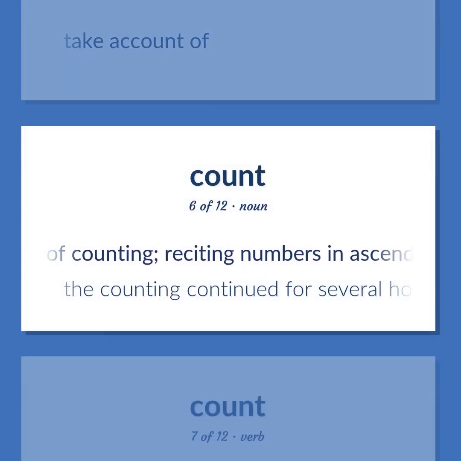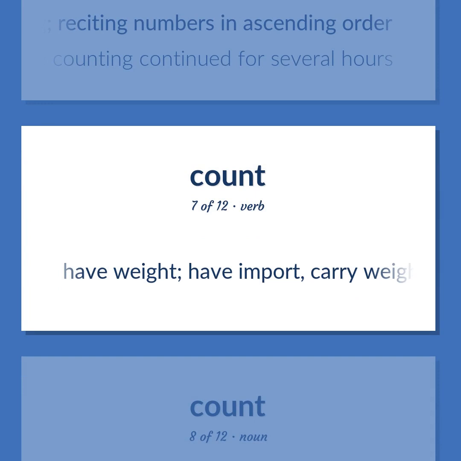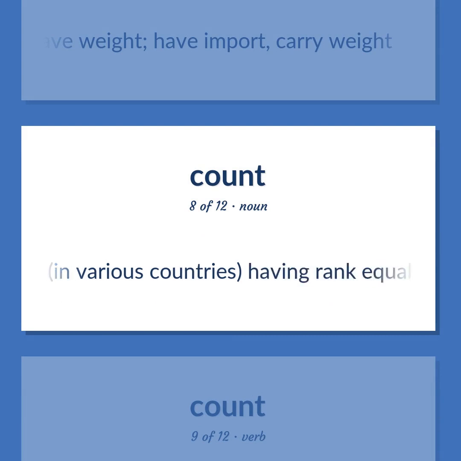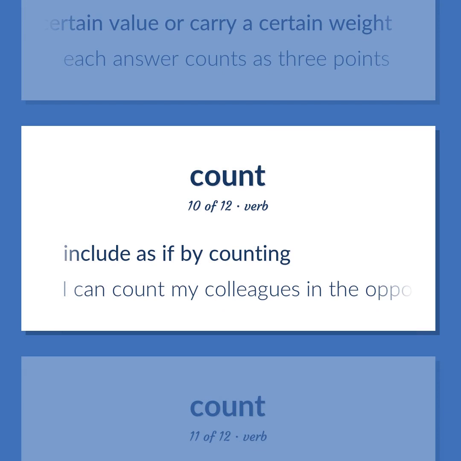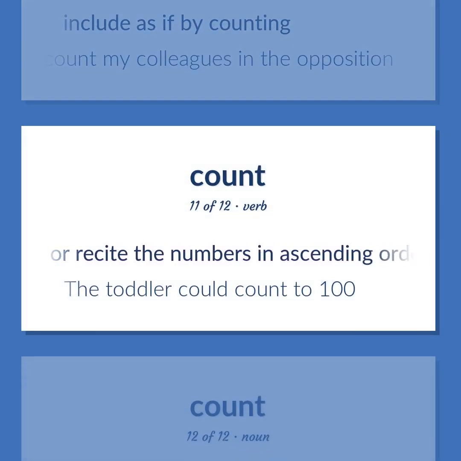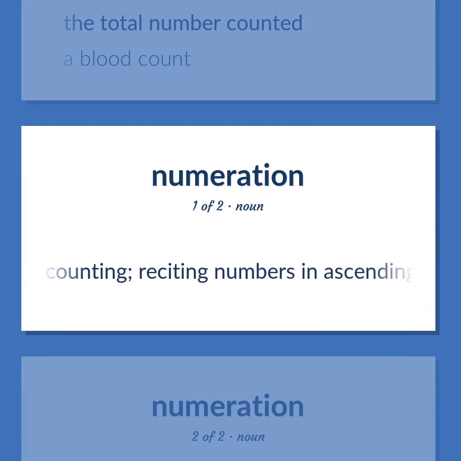The act of counting, reciting numbers in ascending order. Have weight, have import, carry weight. A nobleman, in various countries, having rank equal to a British earl. Have a certain value or carry a certain weight. Each answer counts as 3 points. Include as if by counting. I can count my colleagues in the opposition. Name or recite the numbers in ascending order. The toddler could count to 100. The total number counted. A blood count.